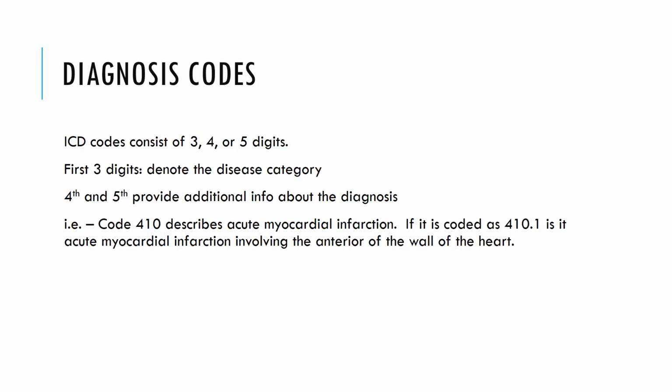A code consists of 3, 4, or 5 digits. The first 3 digits generally denote the disease category, and the fourth and fifth provide additional information about the disease. So, for example, code 410 is the code for acute myocardial infarction, or heart attack, for those not familiar with that term. But if it's coded as 410.1, it's acute myocardial infarction involving the anterior wall of the heart.